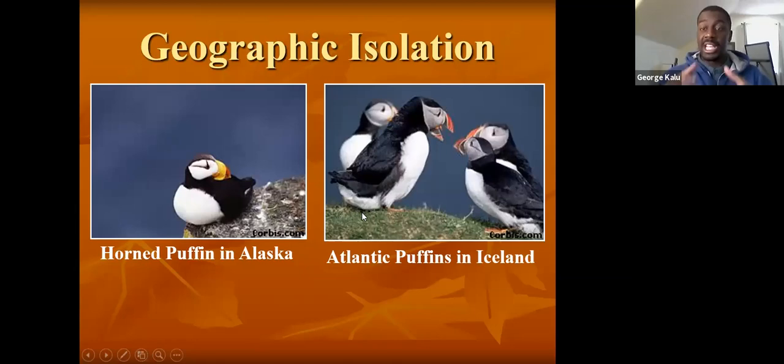Initially, these were one overall species, but as some of the puffins moved, some stayed in Alaska and others moved to Iceland, they were exposed to different environments. Each environment had its own selection pressures, its own selective factors. So they needed to evolve traits that allow them to survive in that particular environment. As a result, the horned puffin and the Atlantic puffin look slightly different from one another. They still look kind of similar, but they have different coloring patterns and other structural traits.